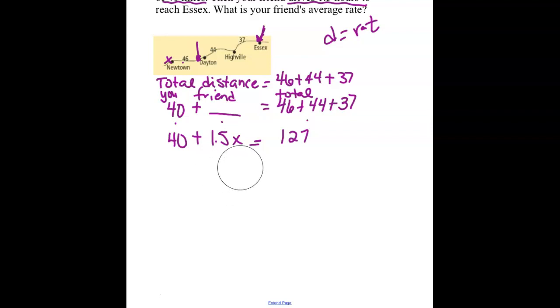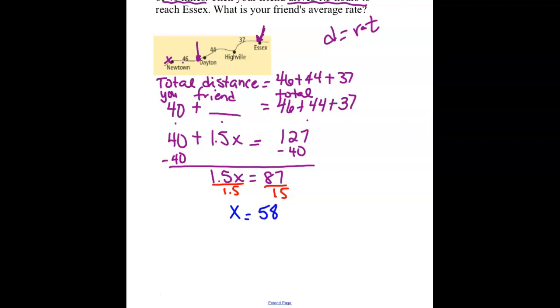We're going to solve this by subtracting 40. 127 minus 40 would be 87. And then we're going to divide out our 1.5 to get our speed. In this case, our speed would be 58 miles per hour.